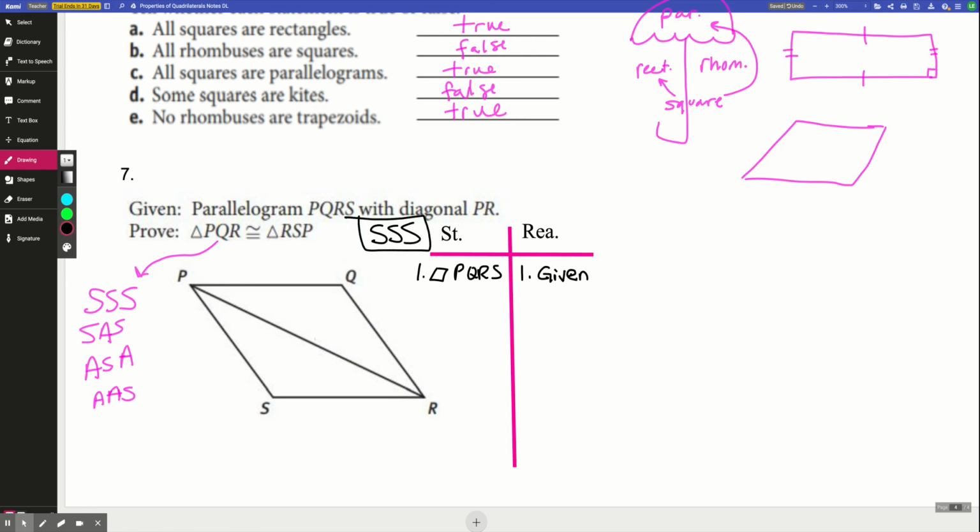Okay, which means I have to be able to mark my sides as congruent here, all of my sides. So there's one side that I can mark for sure, right, which is this one, PR, is congruent to itself, okay? And then if you remember, the rule with parallelograms is that opposite sides are congruent. So PQ is congruent to RS, and QR is congruent to SP, okay? So now I have all three sides marked. So I can show that this is true by SSS. So step 2 would be PR is congruent to itself.